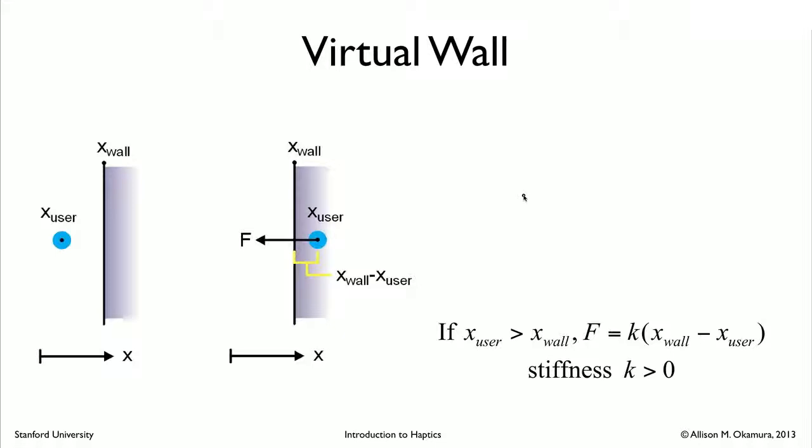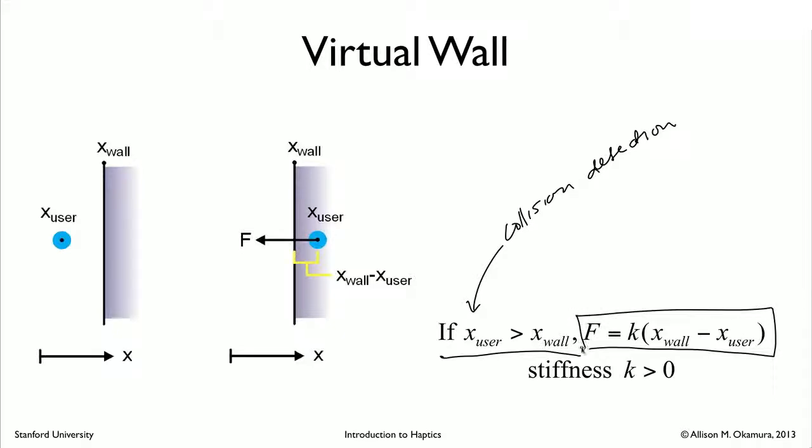So the equation that actually gets you there is this one. It says if x user is greater than x wall, and this part here is a really important step. This is the collision detection. That occurs when we try to find out, are we inside the virtual wall or not? And if the answer is yes, if x user is greater than x wall, and this is a greater than sign because positive x direction is defined this way for the virtual wall and the way we've drawn it, if x user is greater than x wall, then we compute the force as follows.